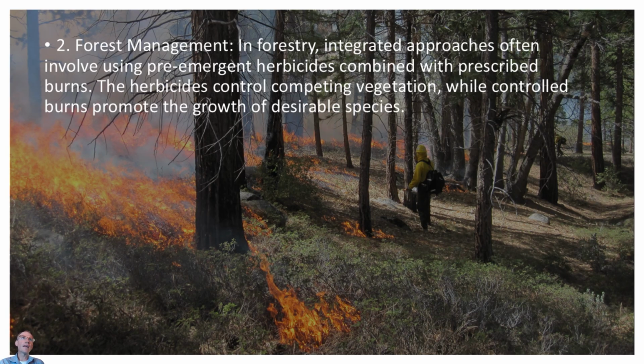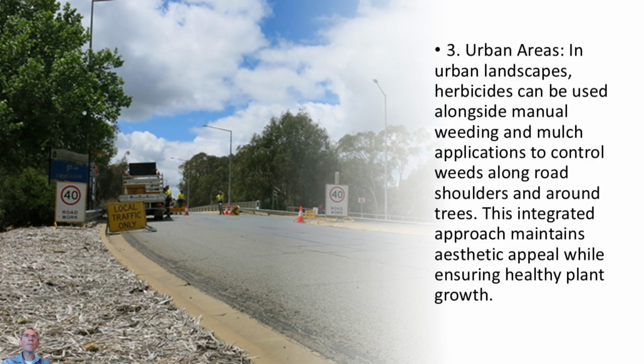2. Forest management. In forestry, integrated approaches often involve using pre-emergent herbicides combined with prescribed burns. The herbicides control competing vegetation, while controlled burns promote the growth of desirable species. 3. Urban areas. In urban landscapes, herbicides can be used alongside manual weeding and mulch applications to control weeds along road shoulders and around trees.